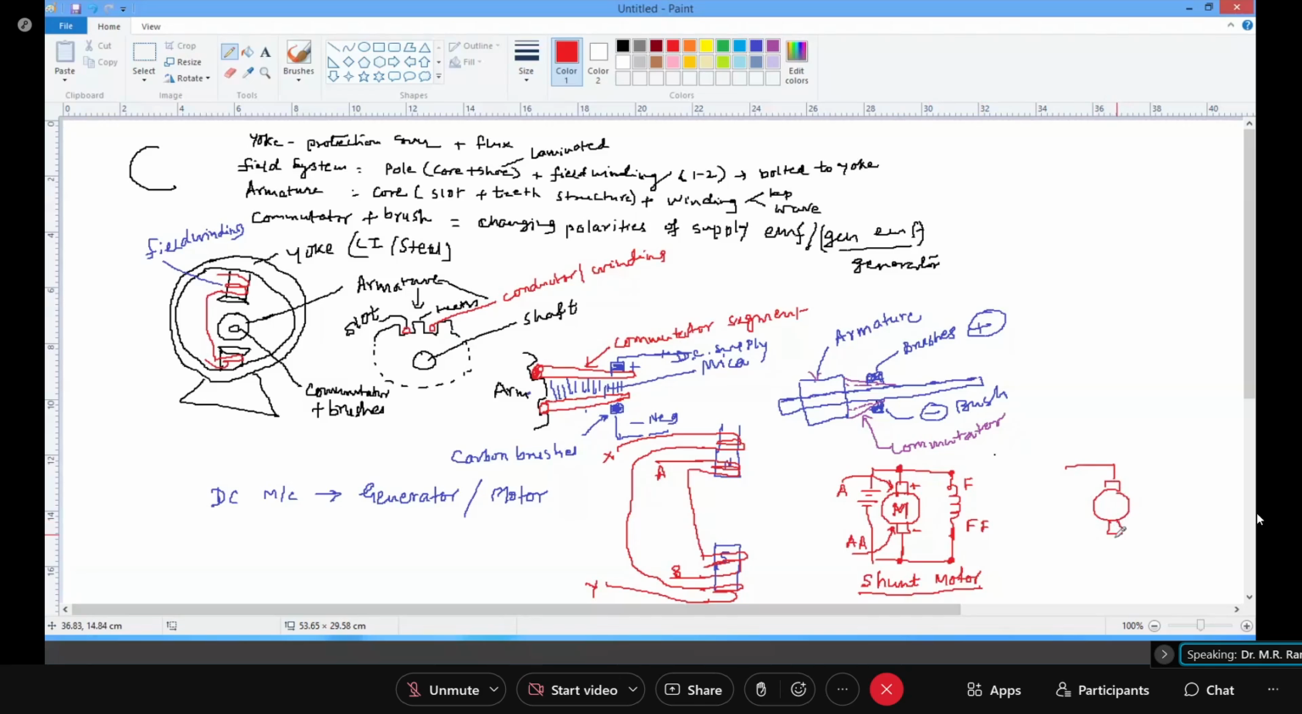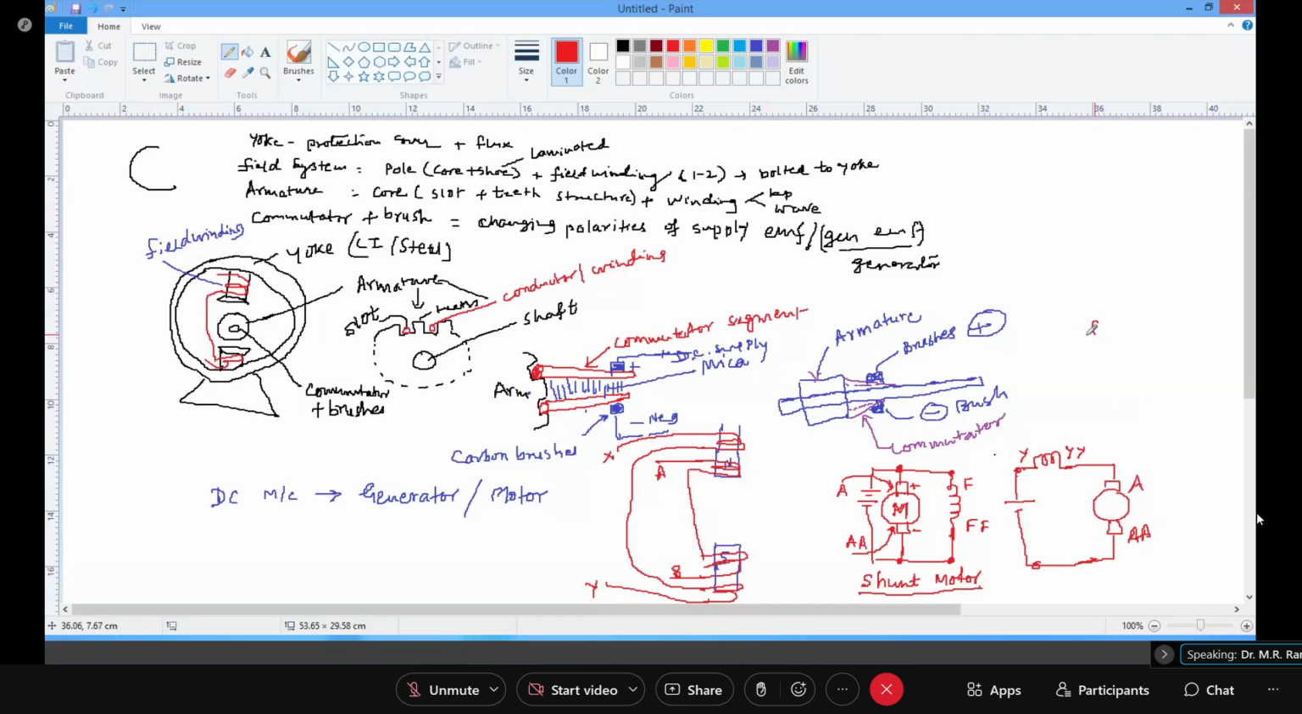And when I connect the field winding in series with the armature, we call it a series motor. Normally the shunt field winding will be labeled as F, and the series field winding will be labeled as Y. Again, it will be connected to the DC supply. Clear?